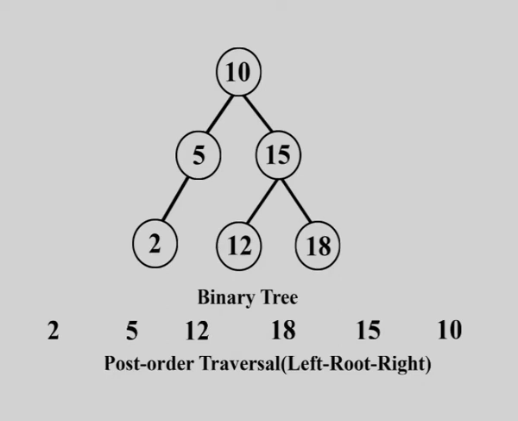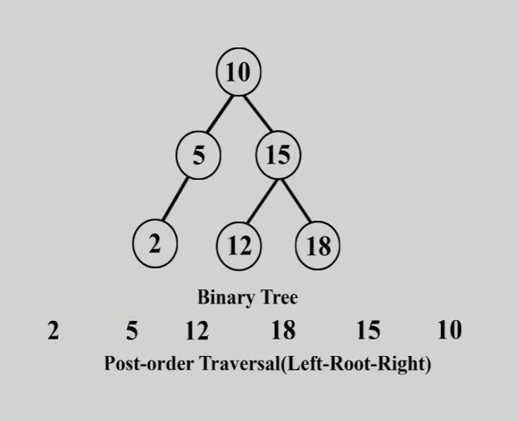Here, the left subtree of the root node contains the elements 5 and 2. In this subtree, 5 is the root which will be traversed after its left subtree and right subtree are traversed. In the left subtree of 5, there is only one element, 2, which will be traversed. After traversing it, the right subtree of 5 is traversed. But the right subtree of 5 does not exist, so the node 5 is visited.